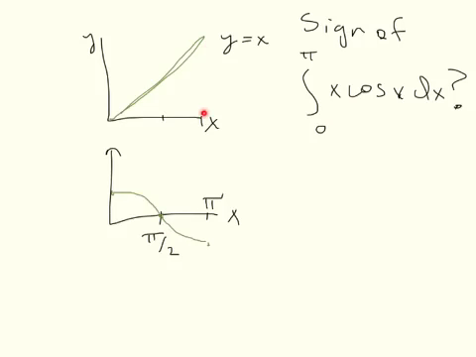If we were just integrating x, the sign would be positive since x is positive everywhere in the range. If we were just integrating cosine x, it would be 0. There's a positive part here and a negative part here, and they exactly balance. But we're using x to scale cosine x, and the negative part's getting really expanded, and the positive part is getting either shrunk or expanded a tiny bit.